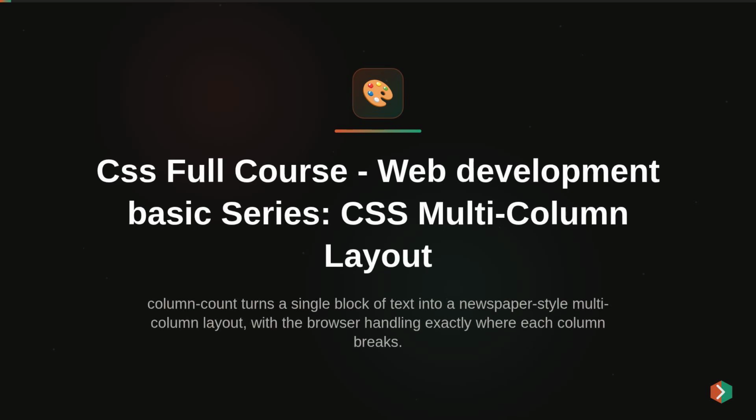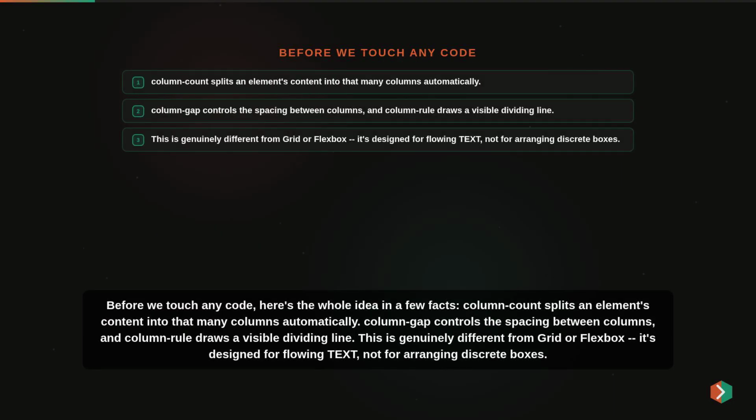Column count turns a single block of text into a newspaper-style multi-column layout, with the browser handling exactly where each column breaks. Before we touch any code, here's the whole idea in a few facts. Column count splits an element's content into that many columns automatically. Column gap controls the spacing between columns, and column rule draws a visible dividing line.